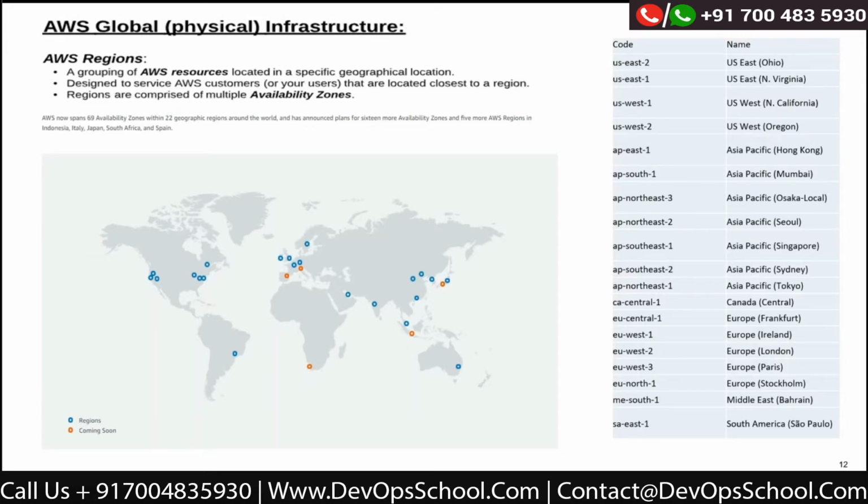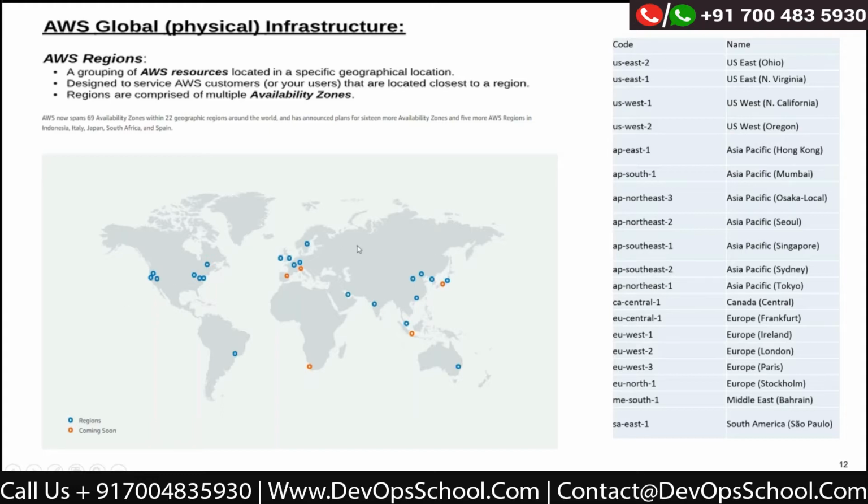Moving on to the next, the important thing now: AWS global physical infrastructure. AWS is divided into multiple regions. We have the US region, we have the Asia Pacific region. You can see in the graph here there are some regions in blue and some in orange, which are coming soon. We have regions in India, China, Australia.